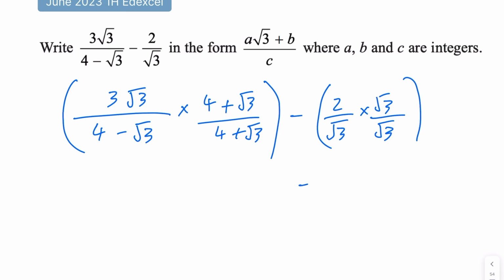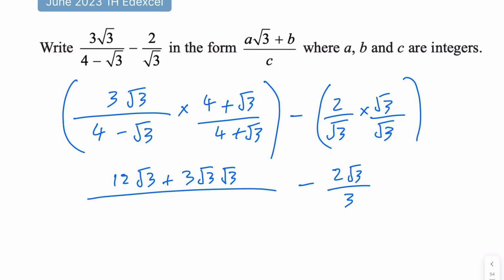So I'll do the one on the right first because it's easier. So that's 2 root 3 over 3. So that's that one done. And the one on the left, if we start with the top, it looks a little bit easier. So 12 root 3 plus 3 root 3 root 3. I'll leave the root 3's in just so you can see step by step what I'm doing. And at the bottom we have 16 plus 4 root 3 minus 4 root 3 minus 3.